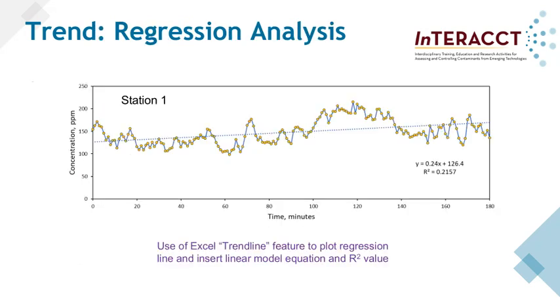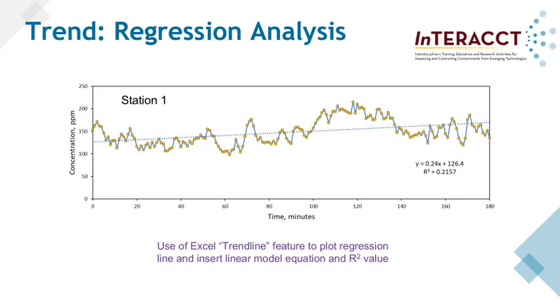So let's start with the regression analysis using the Excel trend line feature that's accessed simply by right-clicking on the data and choosing the trend line option. Then you can also add in the regression equation and the R-squared value, which, as it approaches 1, indicates more linearity in the association between time and concentration.